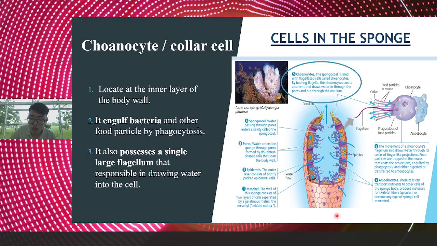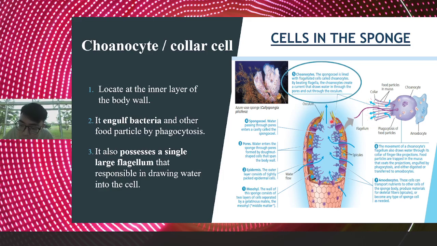And for this picture, actually I take this picture from the Campbell book. So for those who have Campbell, you can refer to this book and see this picture. Okay, the first cell I want to explain is choanocyte, or other books say collar cell. I think Oxford calls it collar cell, but in Campbell it says choanocyte.